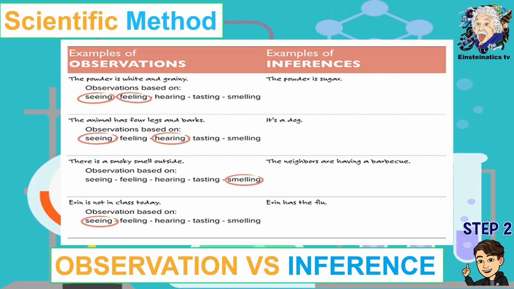So the observation is based only on smelling. So the probable inference for this one is that the neighbors are having a barbecue. So as you can see, although you could not see what they are doing, by the smell alone you can already infer based on your prior experience.